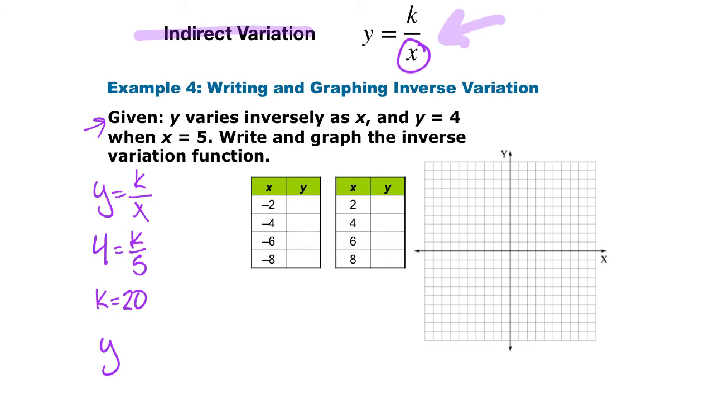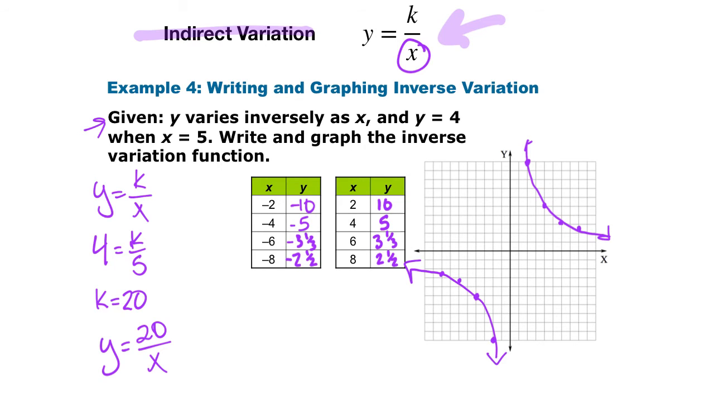So now my general equation I'm looking at is y equals 20 divided by x. When I put my values into the table and I plot them, you end up getting this graph with 2 pieces and 2 curves, and it looks like this.